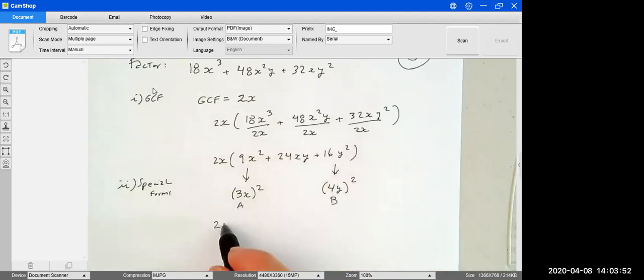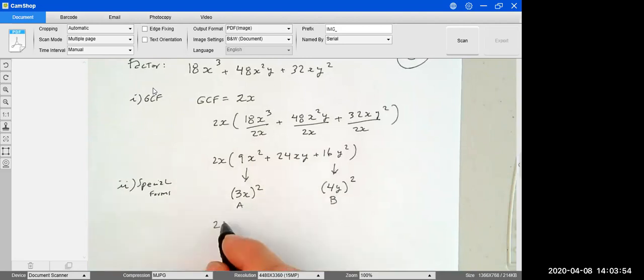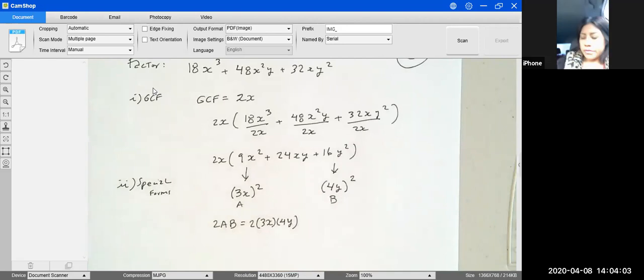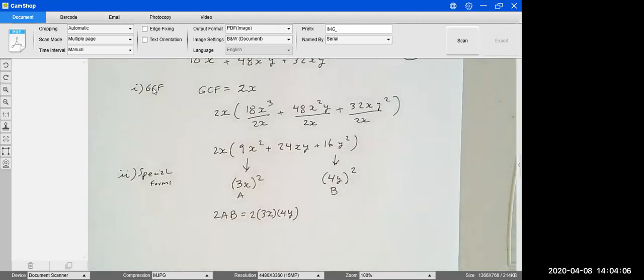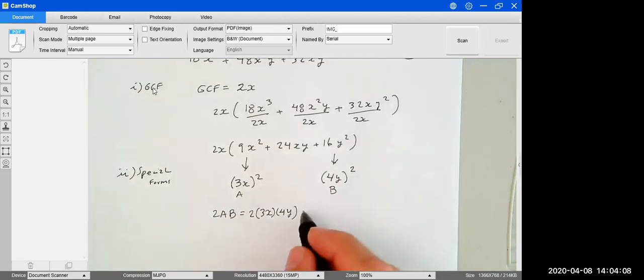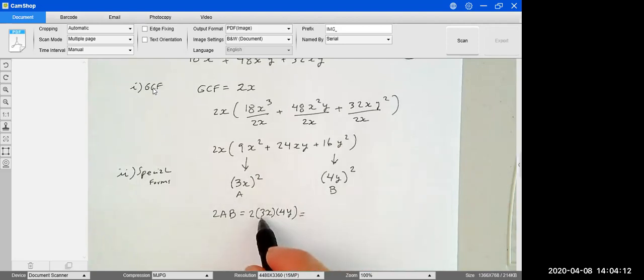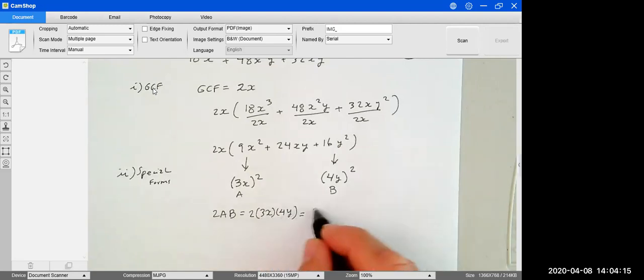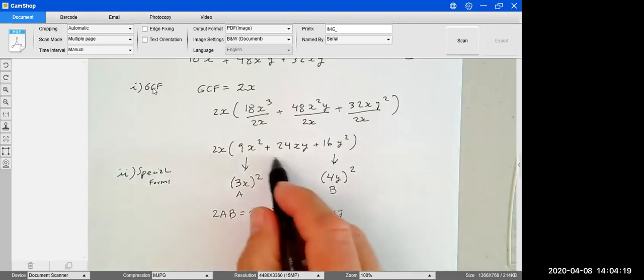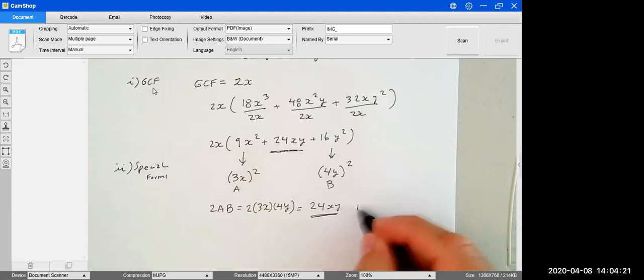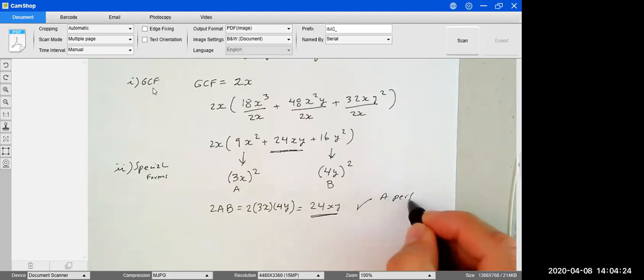So this is my A, this is my B. So to see whether we have a perfect square trinomial, we're going to compute 2ab. So it's going to be 2 times 3x times 4y. So here you can see that this is going to be 2 times 3 is 6 times 4 is 24, and x times y, so we are obtaining the middle term. So that means that this is a perfect square trinomial.